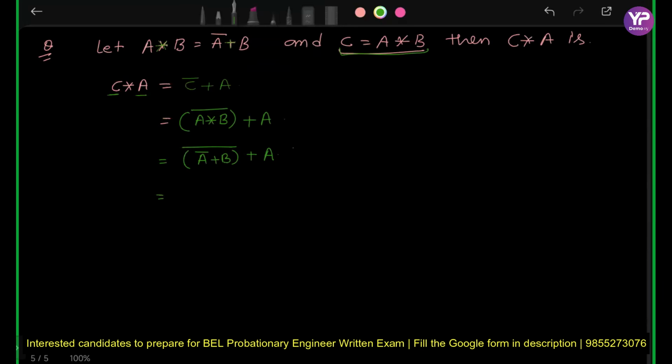Now we can apply De Morgan's here. A bar bar, then OR becomes AND, and B bar plus A. It is A and B bar and A. The A bars cancel out each other, so it will remain A. Now A is common, it will be A times 1 plus B bar, and 1 plus B bar is 1, so it results in A. So don't give the answers in a hurry, just solve it. Solve each and every step, then you will get the correct answer.